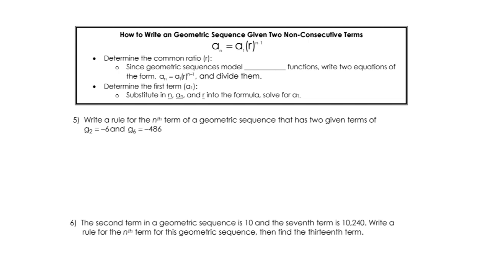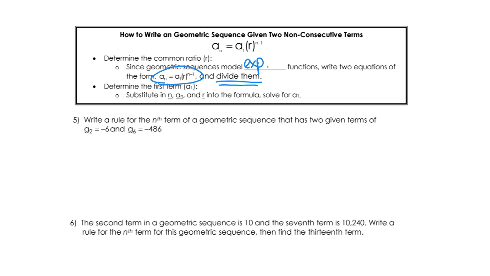And if we don't have the common ratio, we're going to have to go ahead and find it. However, we can't use the slope formula because slope is linear and linear is arithmetic and these are geometric. So we have to come up with a different way. Since geometric sequences model exponential functions, we're going to write 2 equations of the form, and we're going to divide them. That's the trick. This one's a little bit trickier.